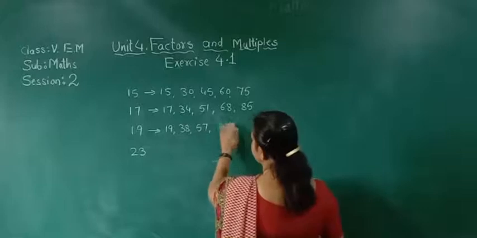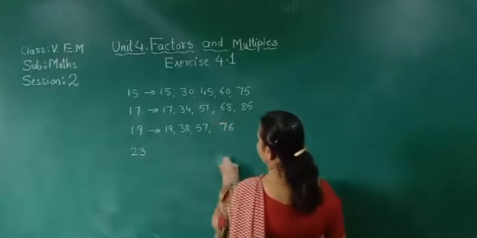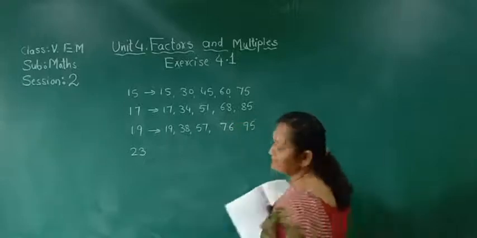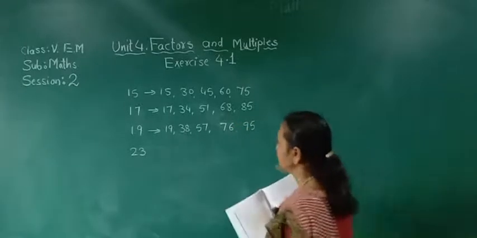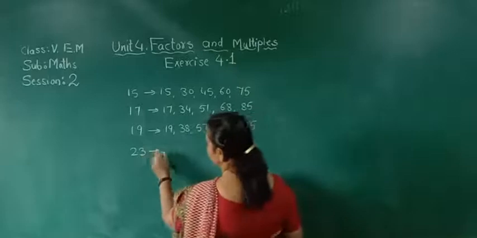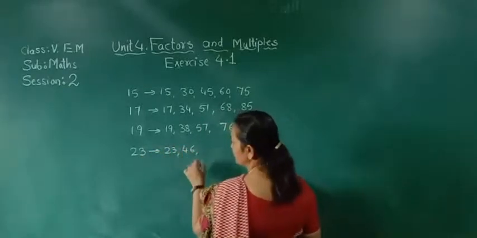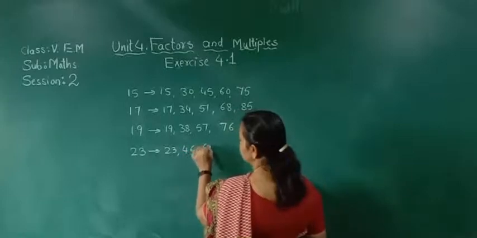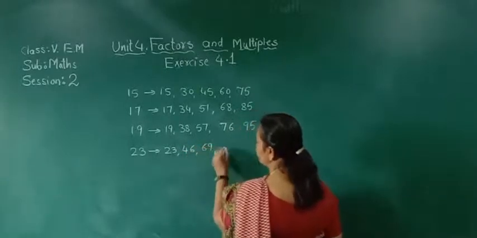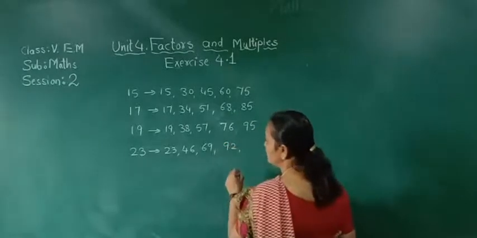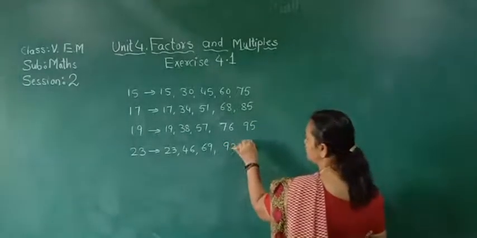19 fours are 76. Then 19 fives are 95. Then 23. 23 ones are 23. 23 twos are 46. 23 threes are 69. 23 fours are 92. And 23 fives are 115.